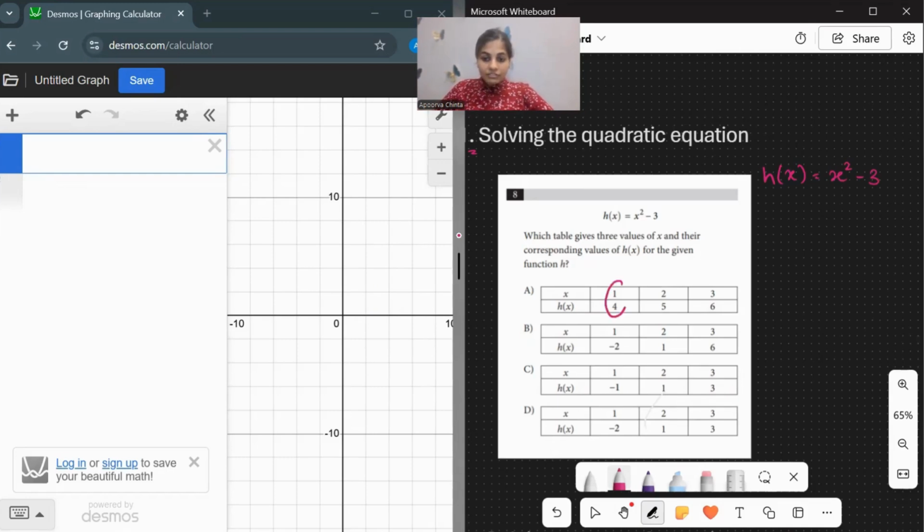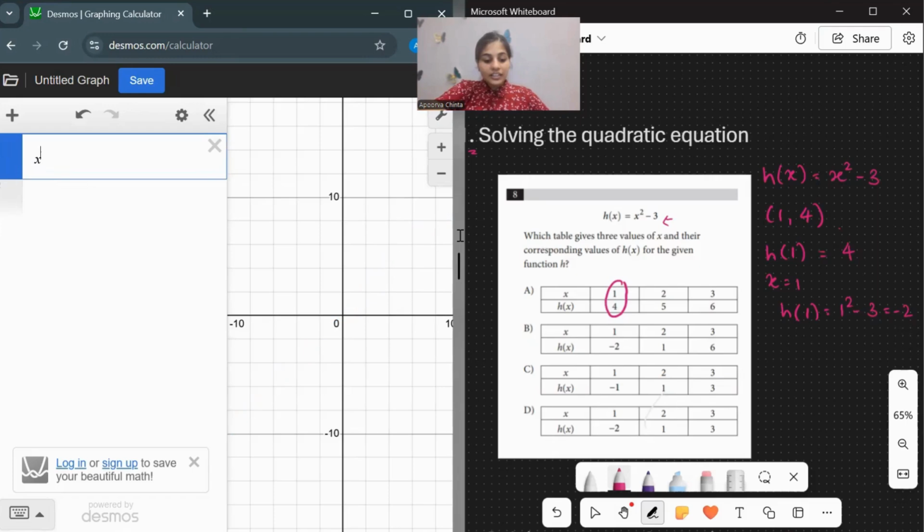So let's take the first coordinate, that is 1, 4. Now, what does it mean? It means when I'm finding out h of 1, that is when I'm putting x equals 1, the output that I should get is 4. If I get 4, then yes, the coordinate satisfies the curve, or else it does not lie on the curve. So let's see if you get 4 or not. So h of 1 is 1 squared minus 3, that's negative 2. So that is not equal to 4. It should not lie on the curve.